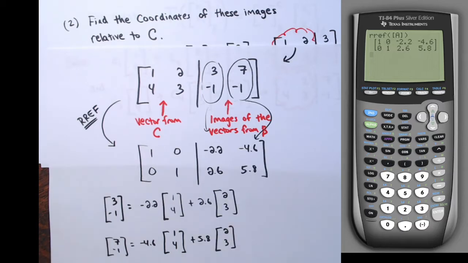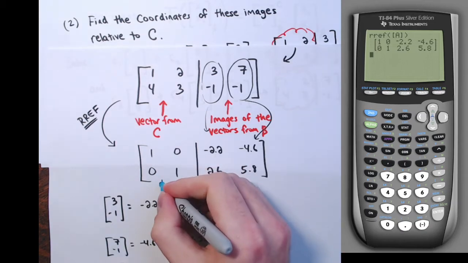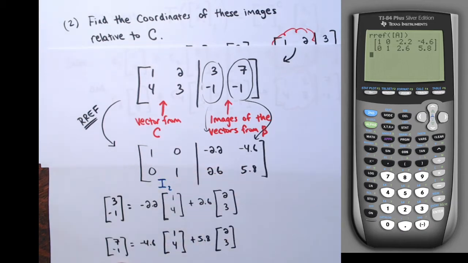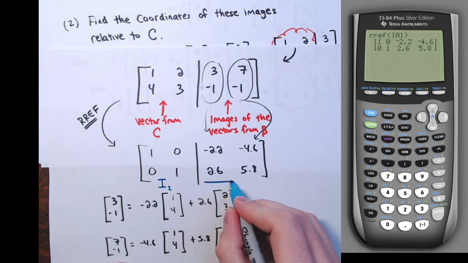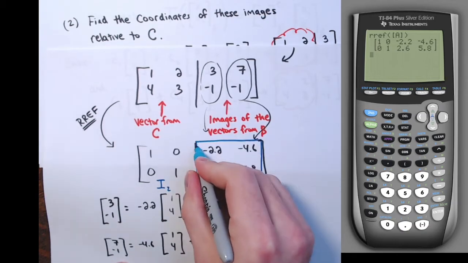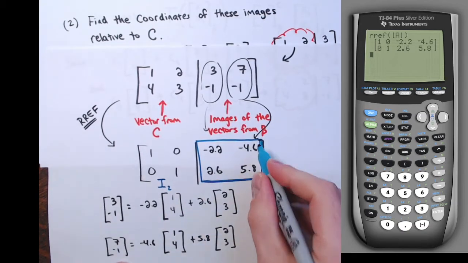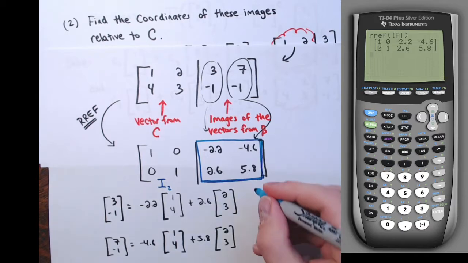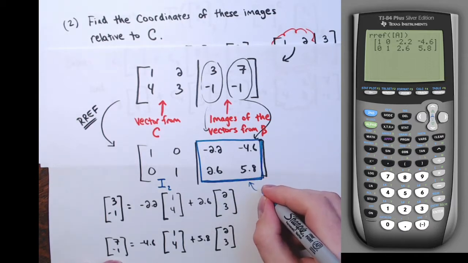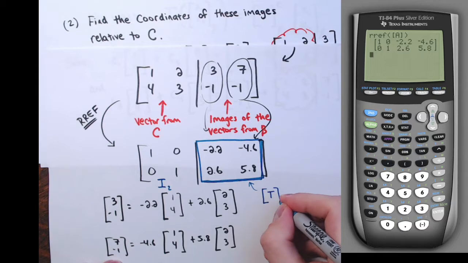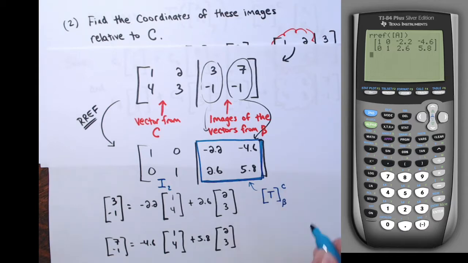And so this 2 by 2 matrix, the left side should be an identity matrix, right? It's a 2 by 2 identity matrix. The right side, this is that matrix representation of T relative to bases B and C that we're looking for. Okay? So let's see how this is used.